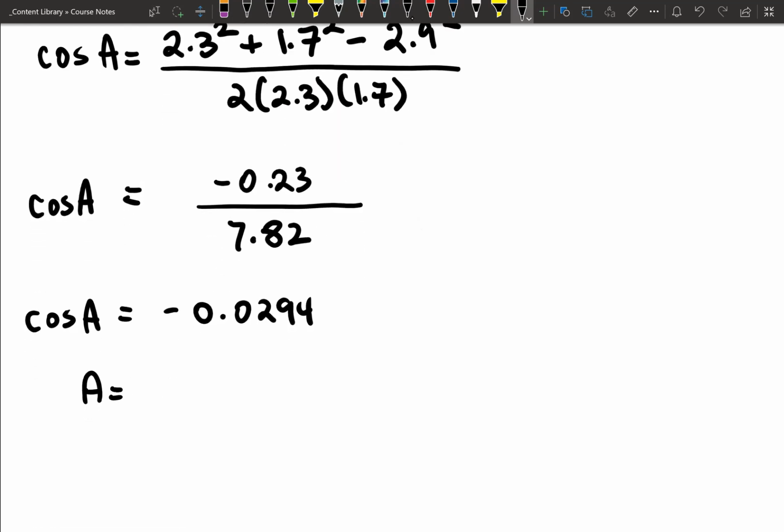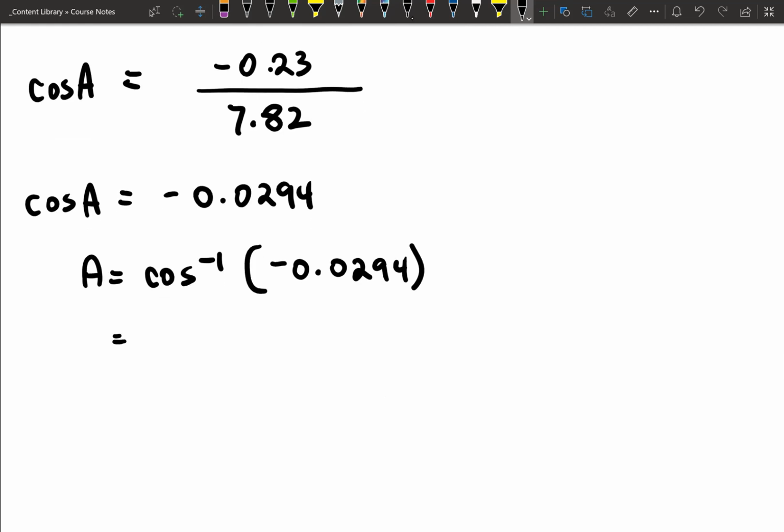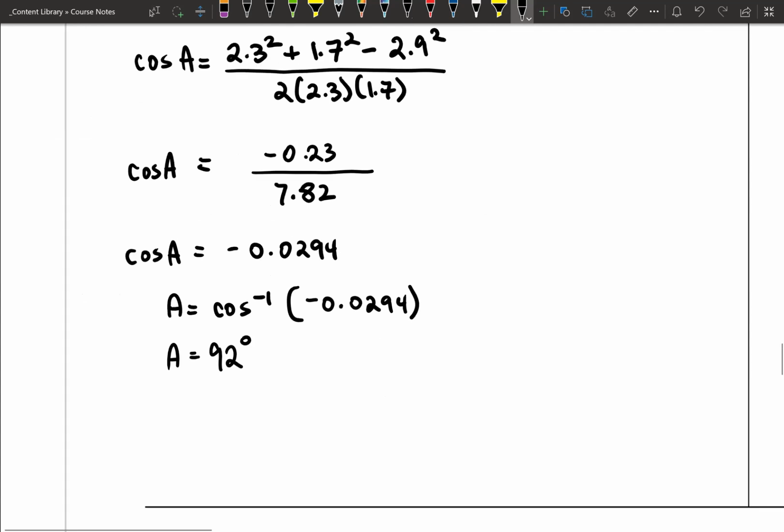So if I want angle A, remember, you must do the inverse. So the inverse cosine of negative 0.0294. And remember what we said about negative numbers, right? What happens if cosine is a negative number? What is your angle in that case, right? So your angle is going to be obtuse, slightly obtuse because it's just a small negative number here. So A is going to be, let's round that to 92 degrees. And so there is your answer for angle A.